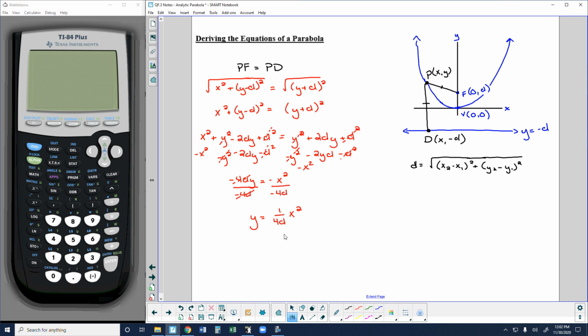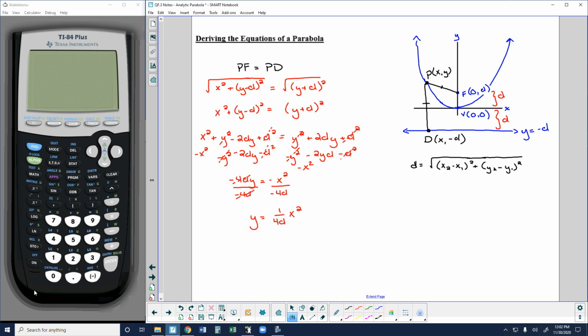Now notice what d is. D is the distance from the focus to the vertex, which is also the same as the distance from the vertex to the directrix. So this is saying my equation is 1 over 4d, where d is the distance from the focus to the directrix, sorry, from the focus to the vertex, or the vertex to the directrix, times x squared. This is the equation for the parabola here, the analytic parabola here, where the vertex is at 0, 0.